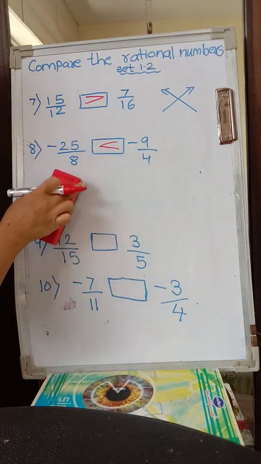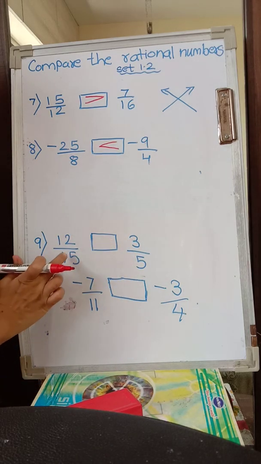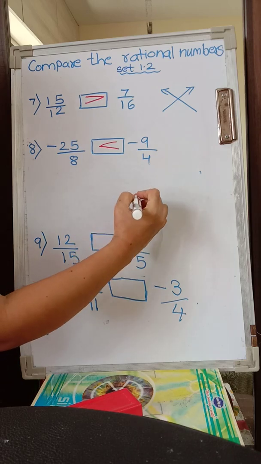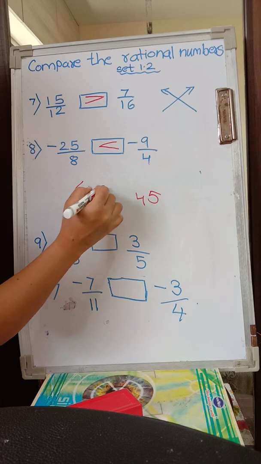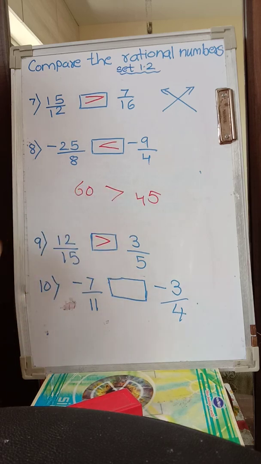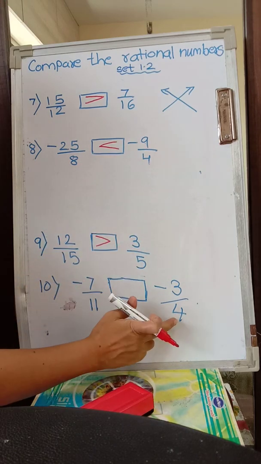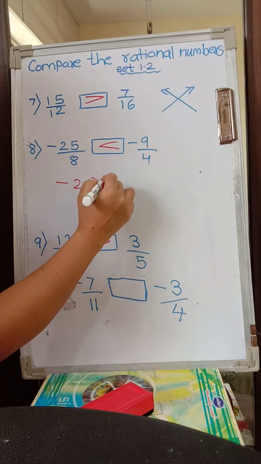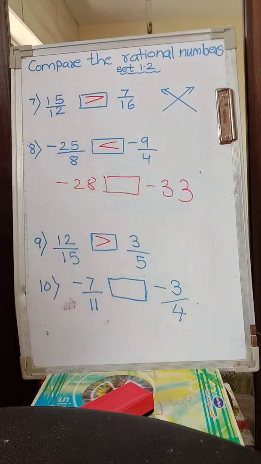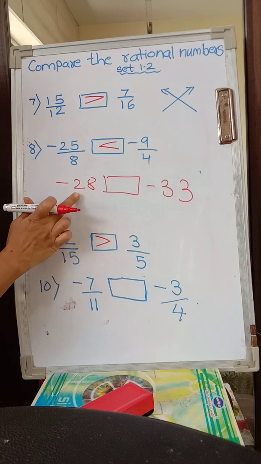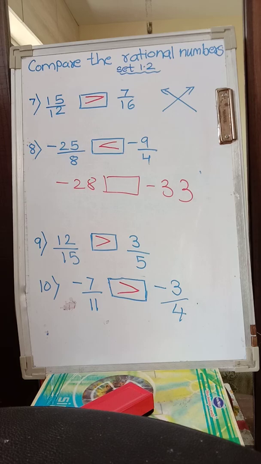Isn't it easy, students? Now look at this. 12 upon 15 and 3 upon 5. Now do it orally. 15 3s are 45 over here. And 12 5s are 60. Which is greater? 60 is greater. So naturally this will be greater. Alright. Now the second is this. Minus 7 into 4 is minus 28. And you have 11 into 3, which is minus 33. Which is greater? Minus 28 is greater in this case. Alright. So this is greater.